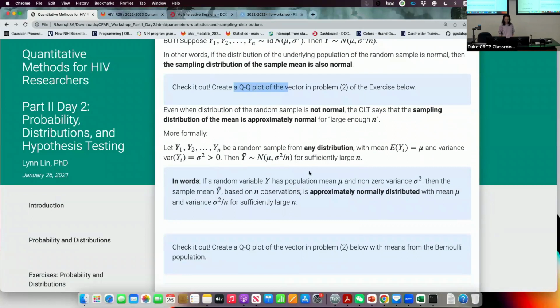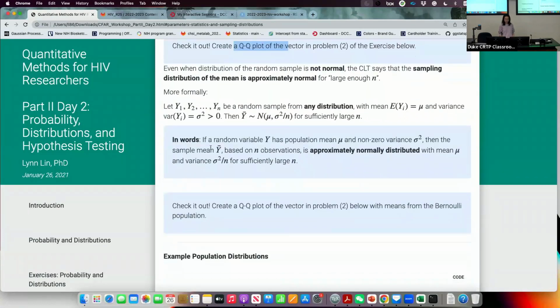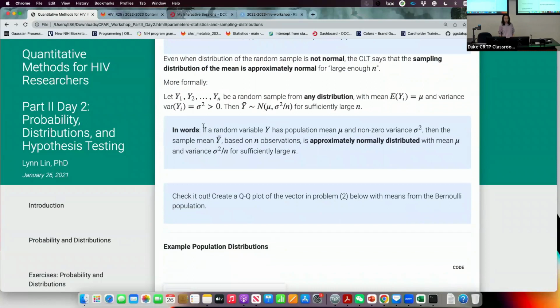So here is the theorem, the central limit theorem. In words, it says if a random variable y has population mean mu and non-zero variance sigma squared, then the sample mean y bar based on n observations is approximately normally distributed with mean mu and variance sigma squared divided by the sample size, for a sufficiently large sample. So basically, this means that the sampling distribution of my sample mean, y bar, is a normal distribution.